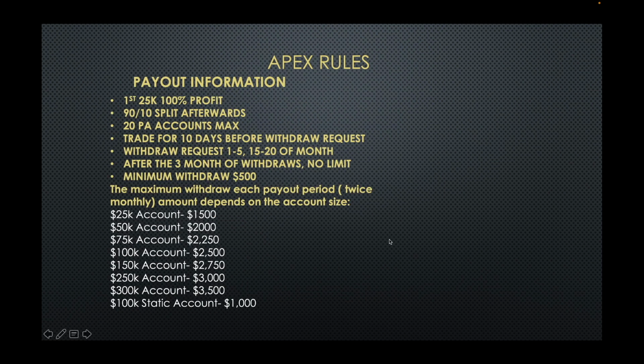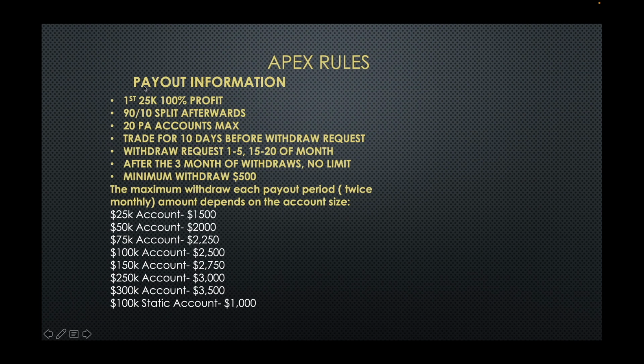Speaking of profits and payouts, with Apex, the first $25,000 you make, you get to keep it. After that, it's a 90-10 split. So if you take out $1,000 after you made your 25K, you keep 900, they take $10. And that's usually standard. Some of them are 80-20, but 90-10 is the average.